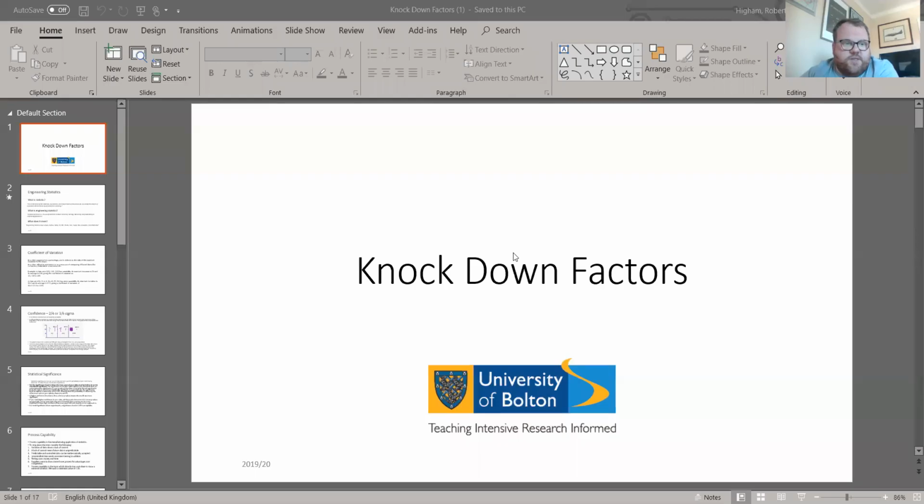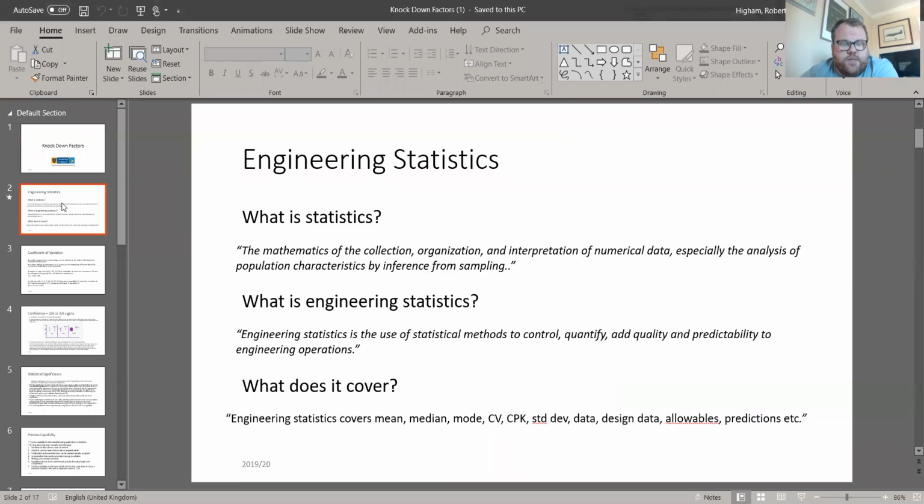So knockdown factors. What is a knockdown factor? Let's start off at the beginning. Before we get into what is a knockdown factor, how do we use them, why do we use them, all of this comes down to the crux of it: it's about statistics. It's about understanding the mathematics of data.